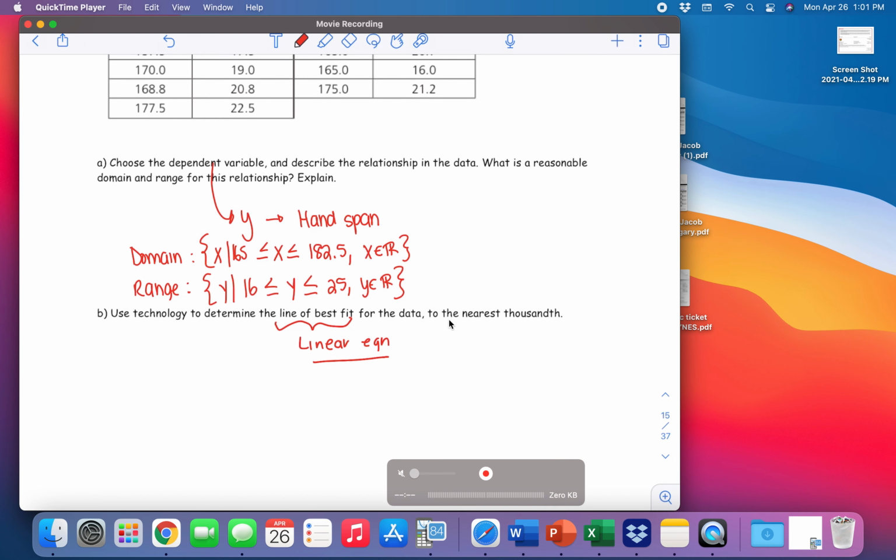They want all the numbers that I get rounded to the nearest thousandth, which means 3 decimal places.